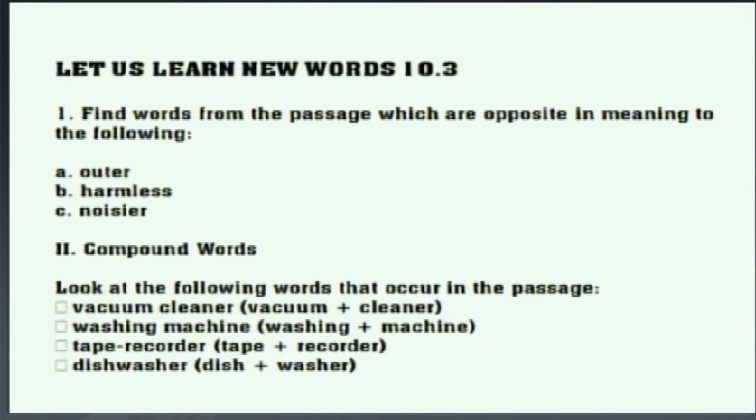Now, let us learn new words 10.3. Find words from the passage which are opposite in meaning to the following. So, opposite means antonyms, very simple. Outer, inner; harmless, harmful; noisier, quieter. Okay.